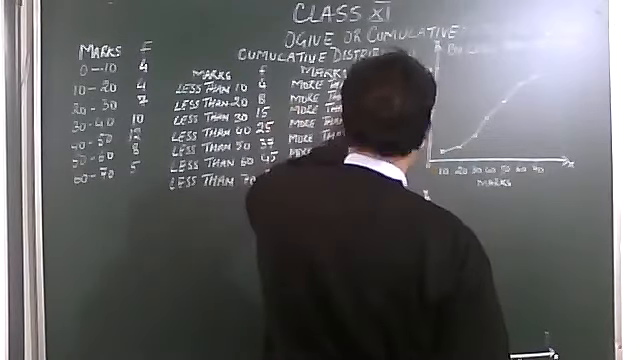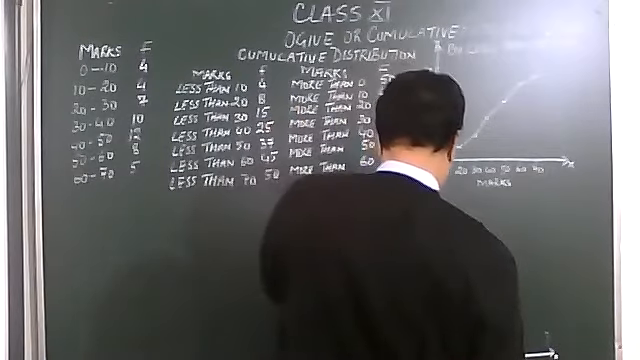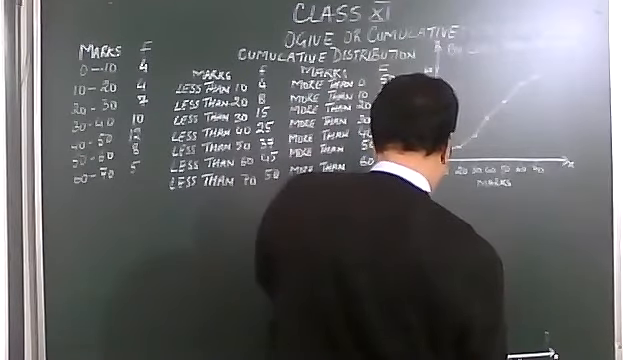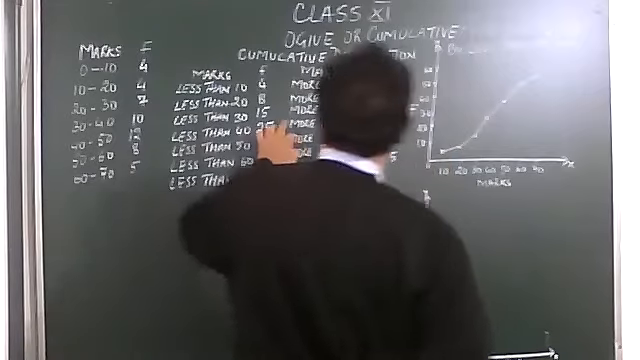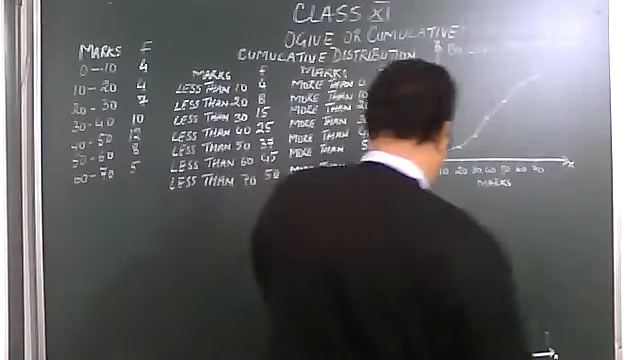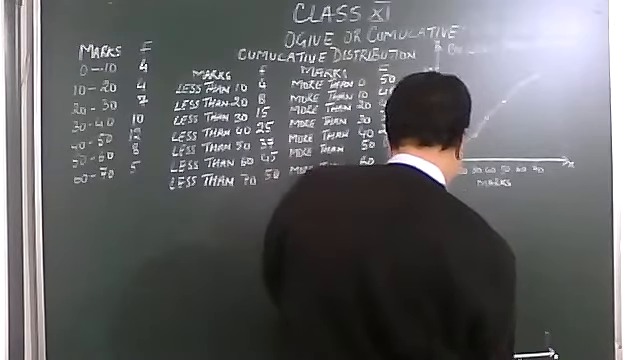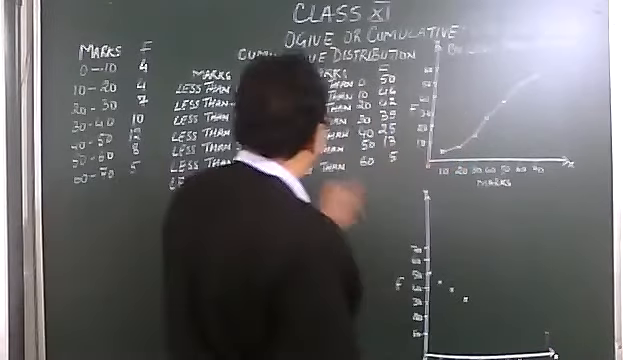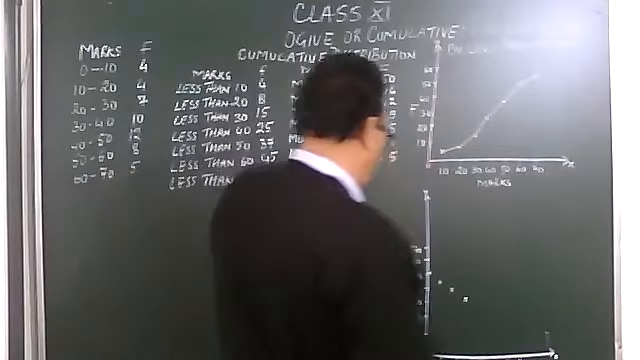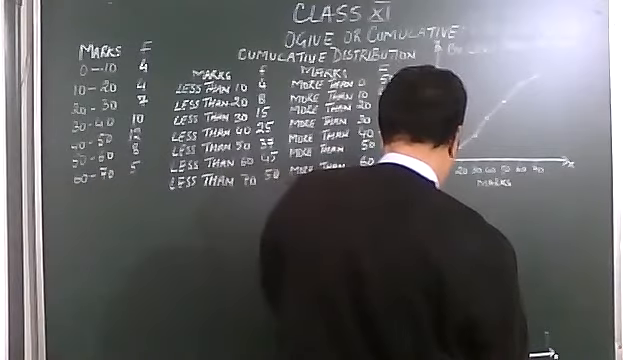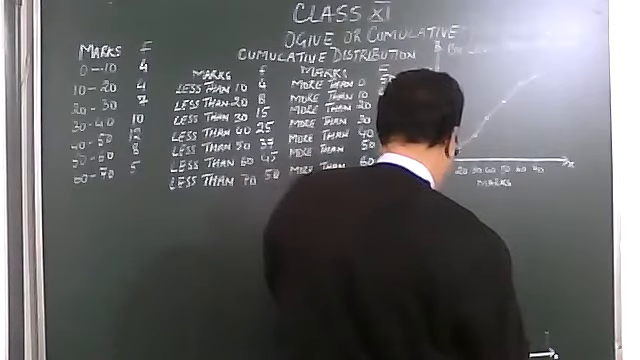More than 20 is 42. 42 will be somewhere here. More than 30 is 35. Here, 35. More than 40 is 25. 25 is here.